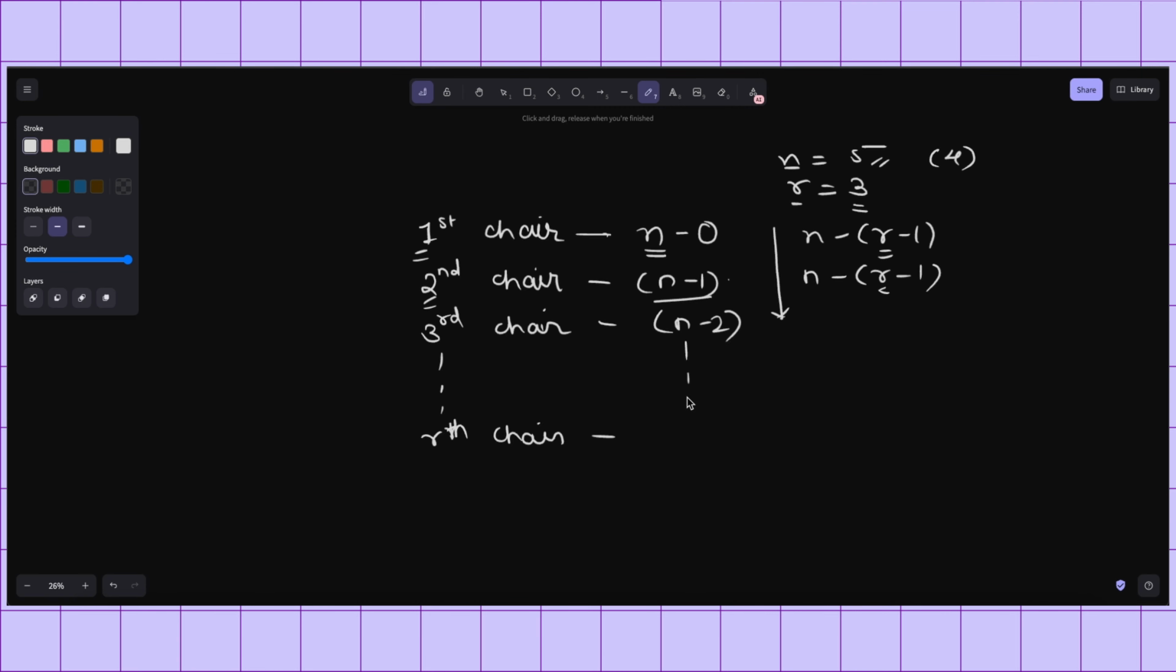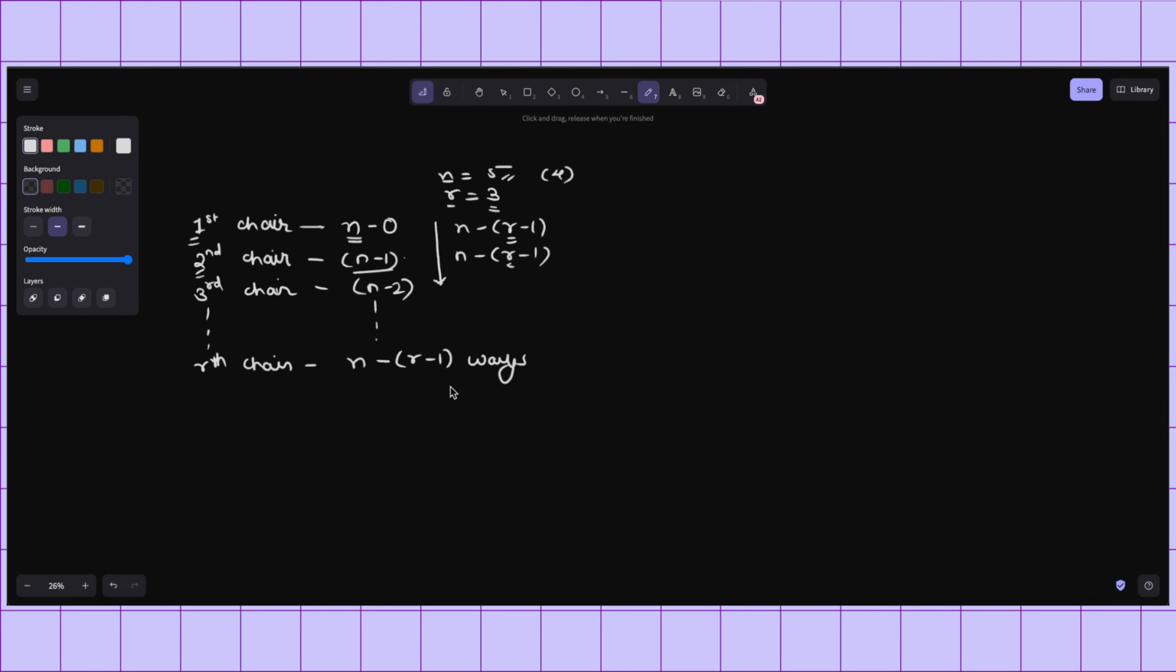So when you conclude this, for r number of chairs, there are n minus (r minus 1) ways. Now when we think from a permutations perspective, the ways are actually multiplied, because for the first chair there are n ways, for the second chair there are n minus 1 ways. To make this condition work together, the number of ways will be the multiplication of all of them.